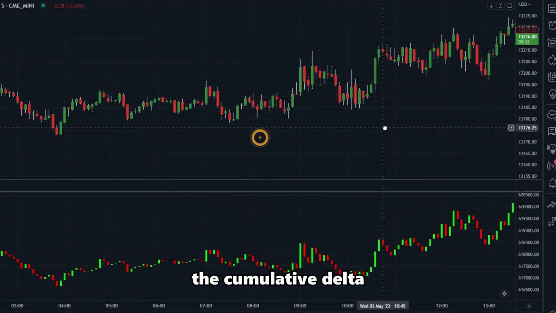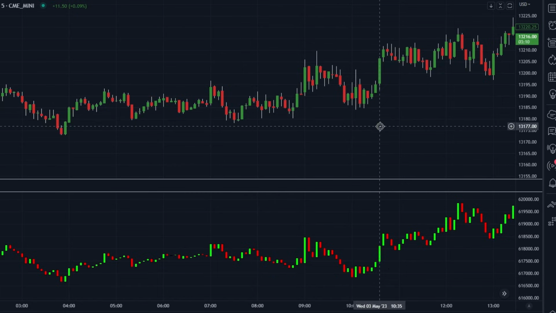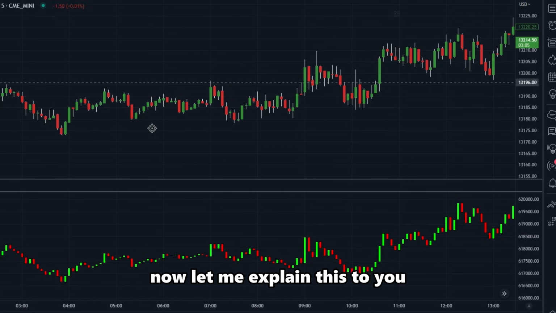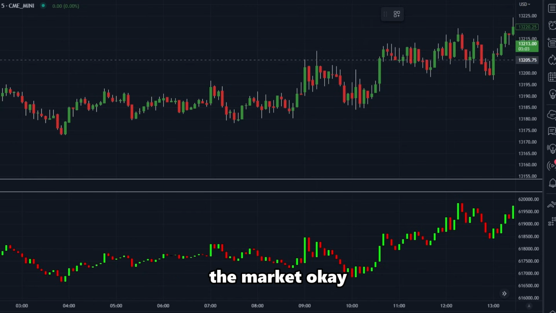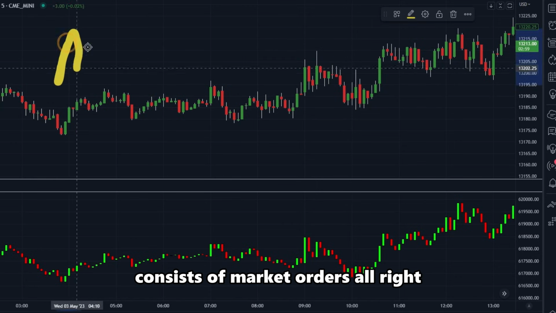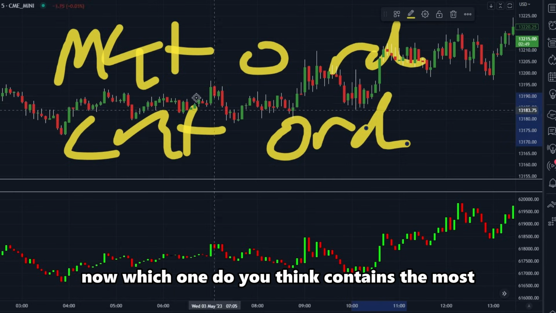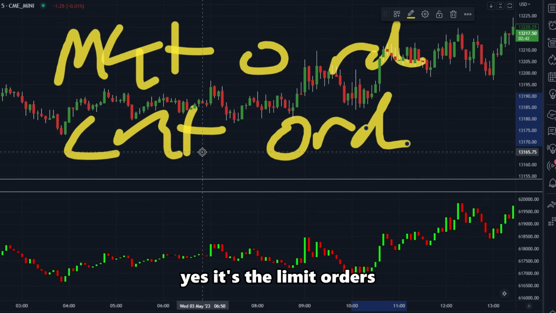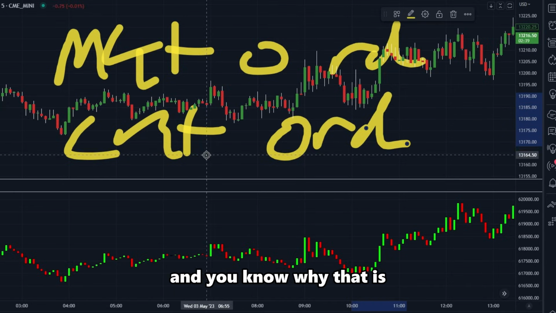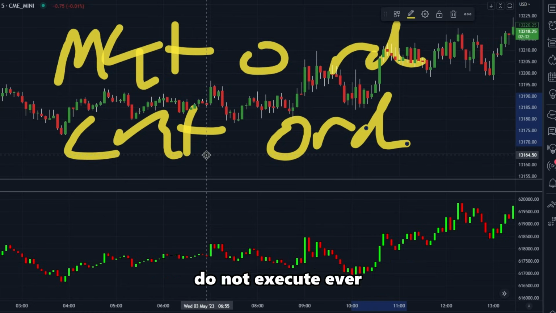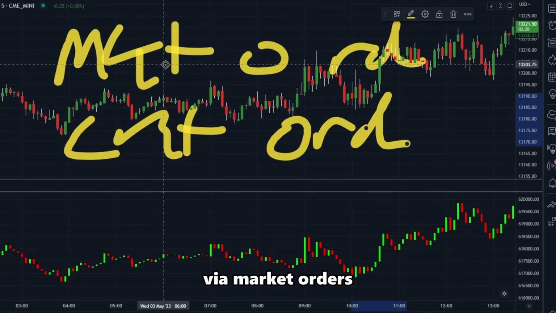The cumulative delta, when used correctly, can be a very powerful tool. Now, let me explain this to you. The market consists of market orders and limit orders. Which one do you think contains the most daily volume? Yes, it's the limit orders. And you know why that is? Because the big players use limit orders. These financial institutions do not ever execute via market orders.